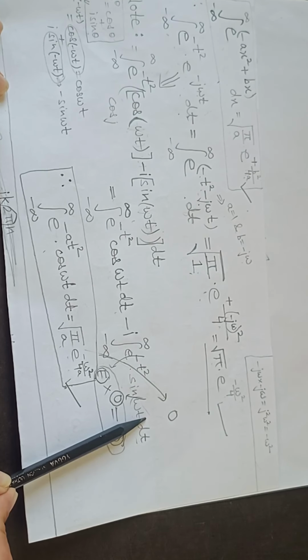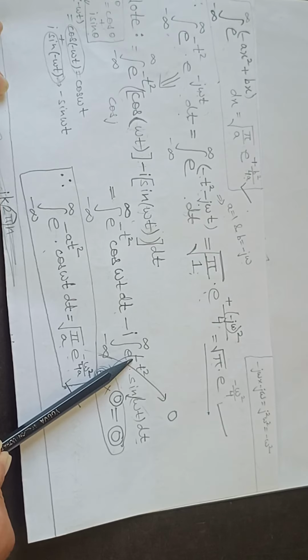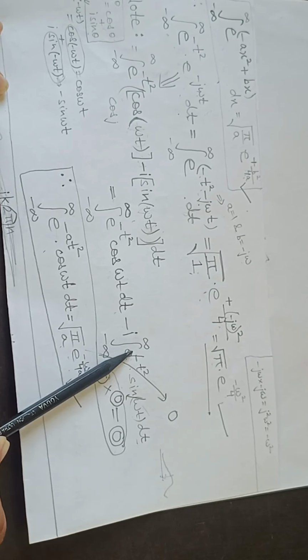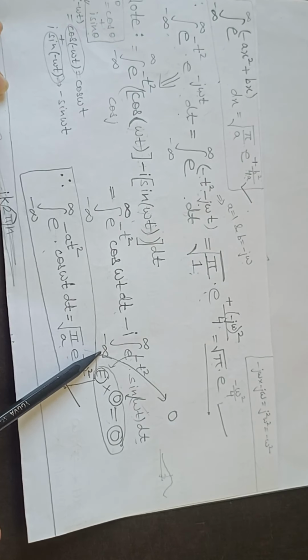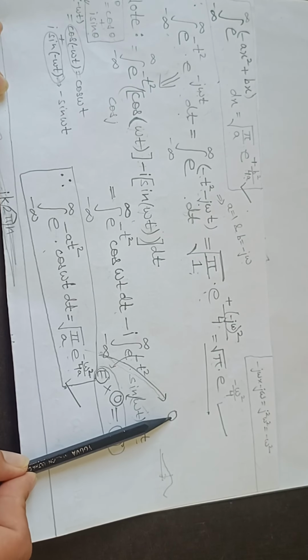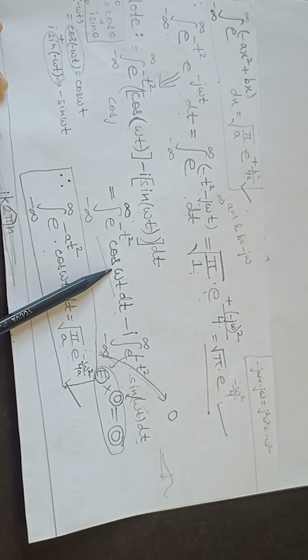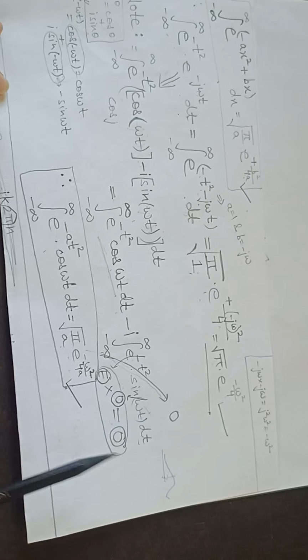Now this is an odd function, sin, and this is an even function because the Gaussian shape is even. So even into odd is odd, and the integration of an odd function from minus infinity to infinity is 0, so we are left with only this integral. So this integral will also give us the same result.